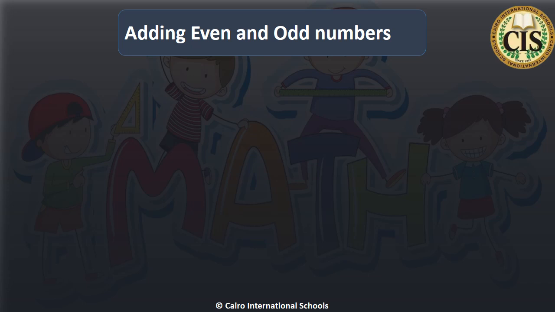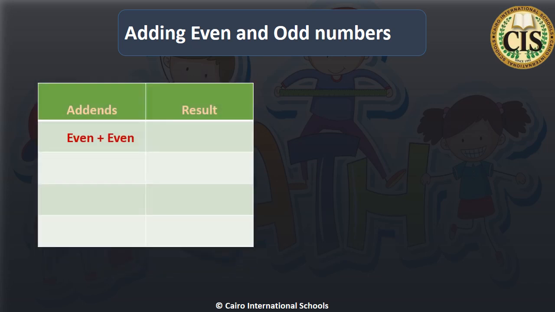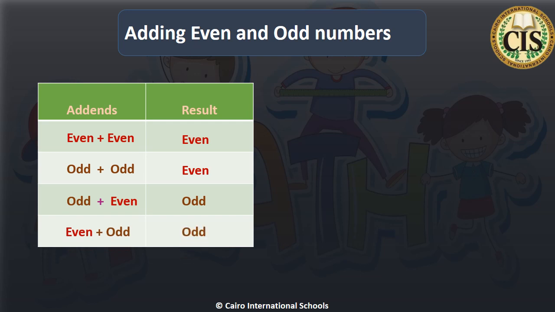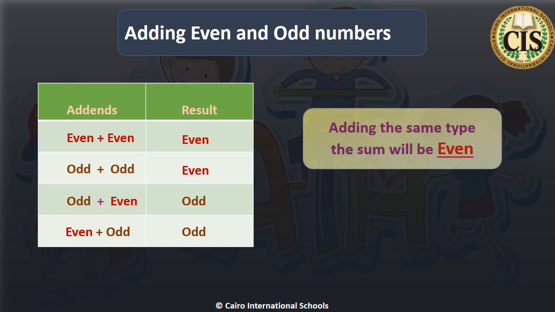What about adding even and odd numbers? If we are adding even number plus even number, the result will be even. If we are adding odd number plus odd number, the result will be even too. If we are adding odd plus even, the result will be odd. If we are adding even plus odd, the result also will be odd.